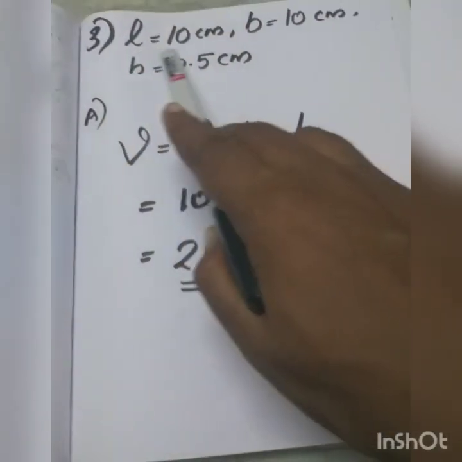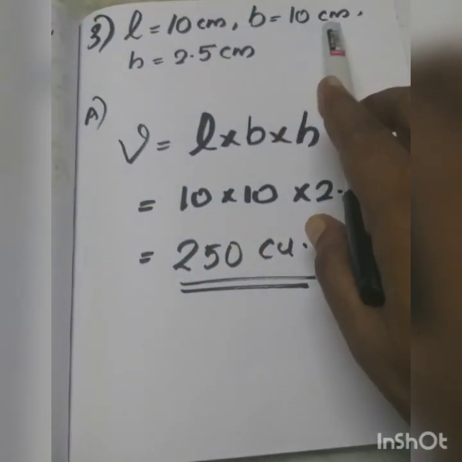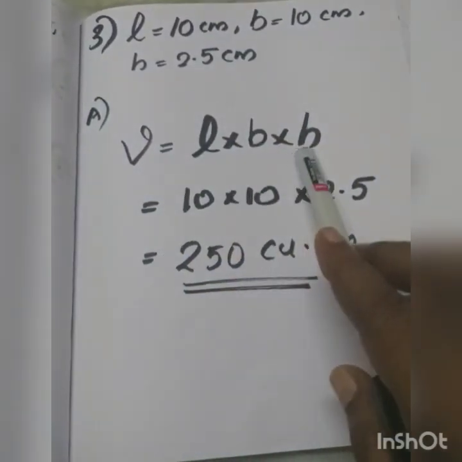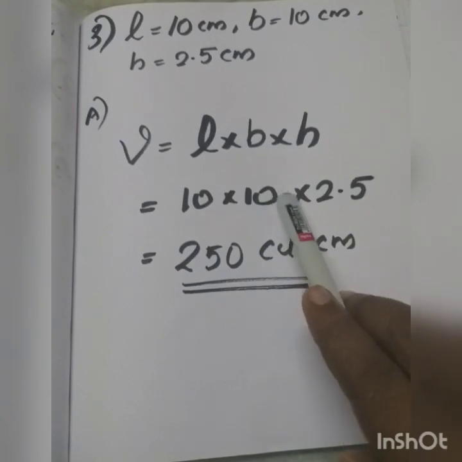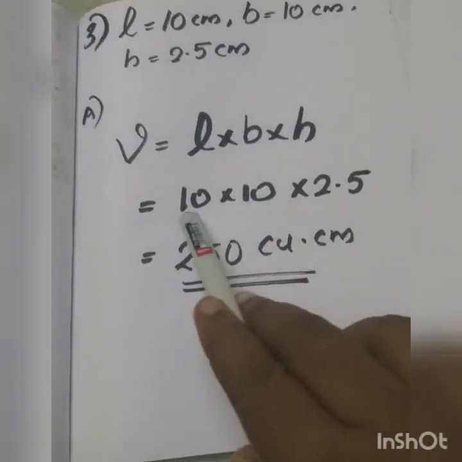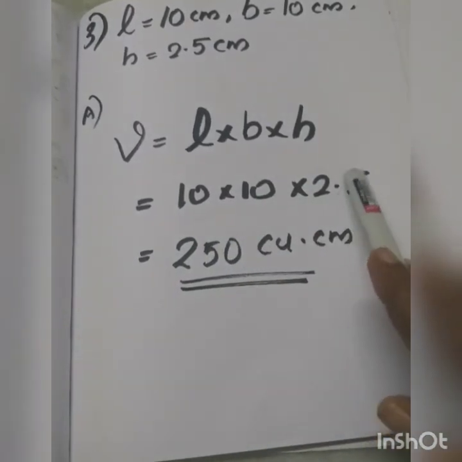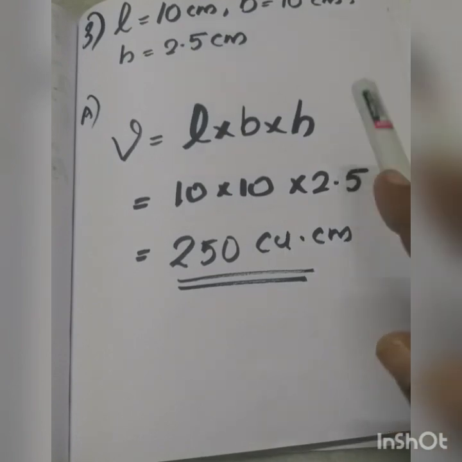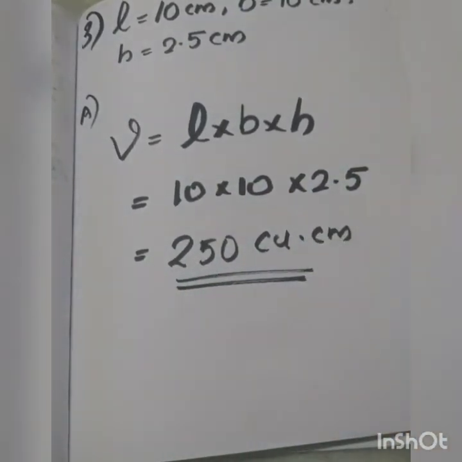Example, L equal to 10 centimeter, B equal to 10 centimeter, H equal to 2.5 centimeter. So volume is equal to L into B into H. Here two numbers are normal numbers, other is decimal number. So you have studied the multiplication of decimal numbers. So 10 into 10 into 2.5. First multiplying 10 into 2.5, this decimal point will be removed. So 25. Now 25 into 10, 250 cubic centimeter.